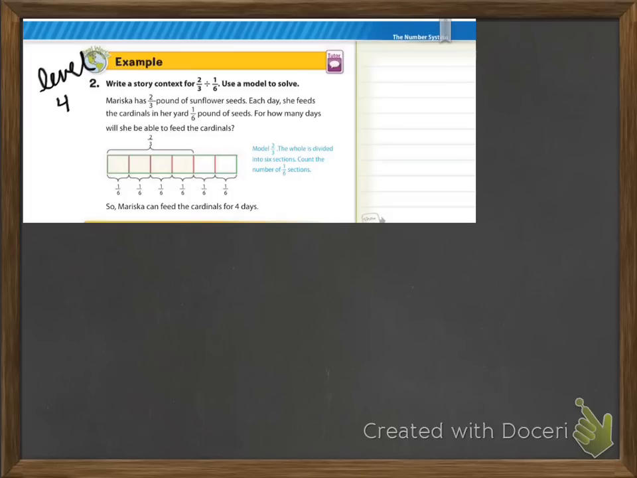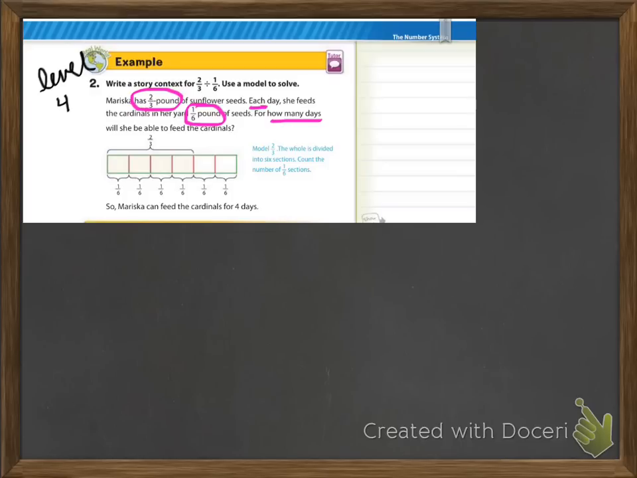We want to make sure to annotate our problem as well. It says Mariska has 2/3 a pound of sunflower seeds. Each day, that each is important, she feeds the cardinals in her yard 1/6 of a pound of seeds. For how many days, you want to make sure to underline that, will she be able to feed the cardinals?